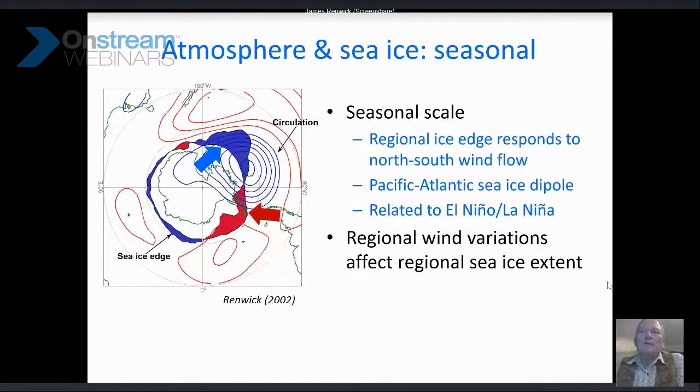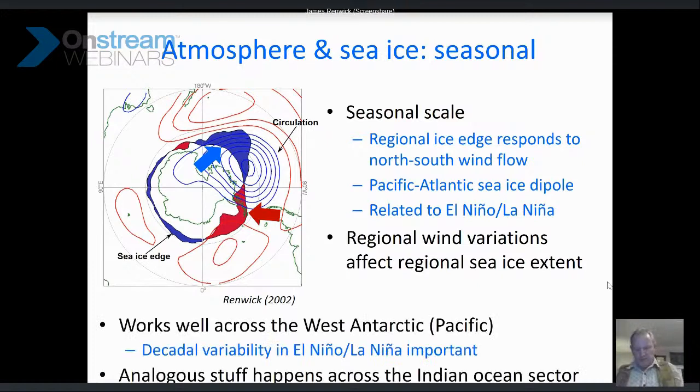So all of this has been really about the West Antarctic. And that's because the El Nino influence happens in the Pacific, and so it's felt over the Pacific more than it is felt elsewhere. So it works well across the West Antarctic region, the Pacific region, and the decadal, the sort of 20, 30-year variations in the El Nino cycle actually turn out to be really important for what's happening with the Antarctic sea ice. There are analogous things that happen around the rest of the Antarctic coast.